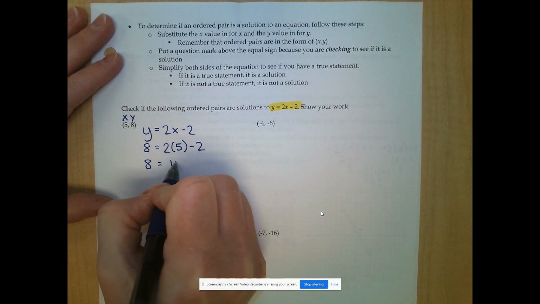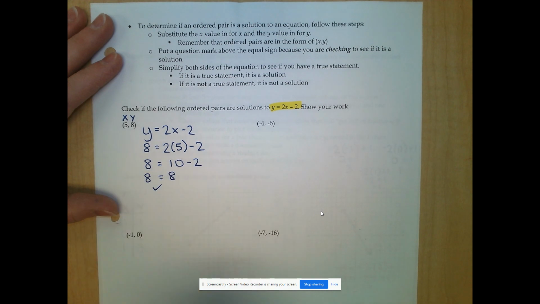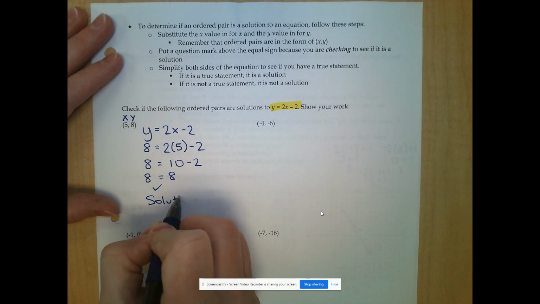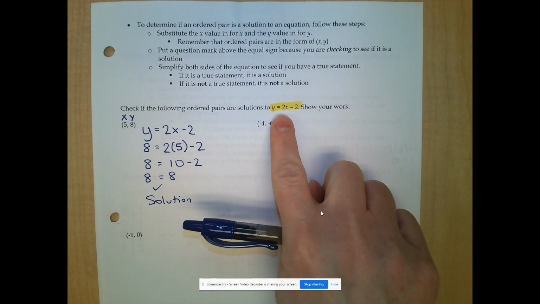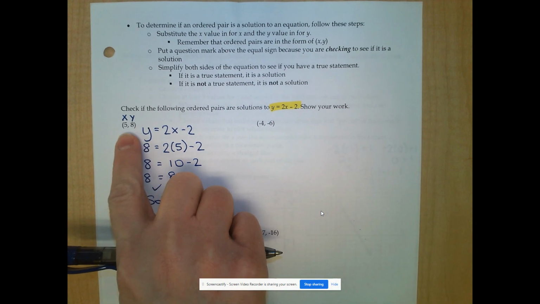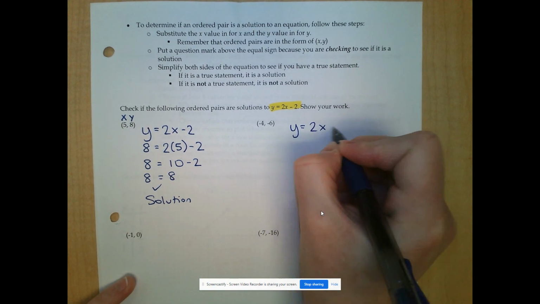Does 8 equal 10 minus 2? Does 8 equal 10 minus 2 is 8? And we would say, yes, it is a solution. So that's good news. So if we were going to graph y equals 2x minus 2, the coordinate 5, 8 would be on the line. Next, y equals 2x minus 2.